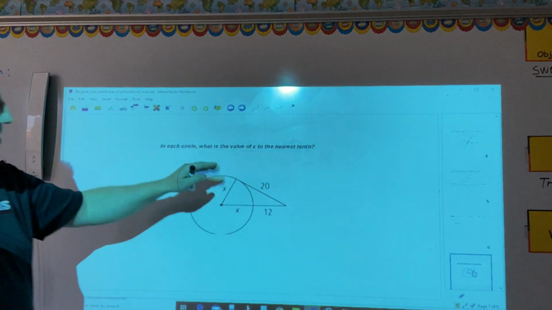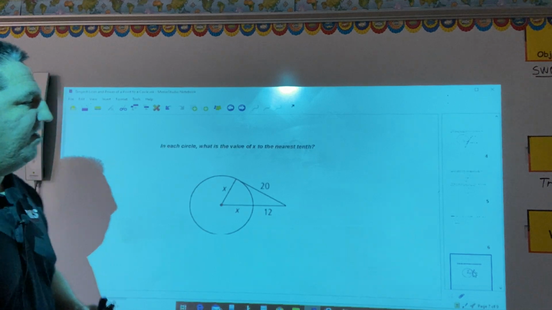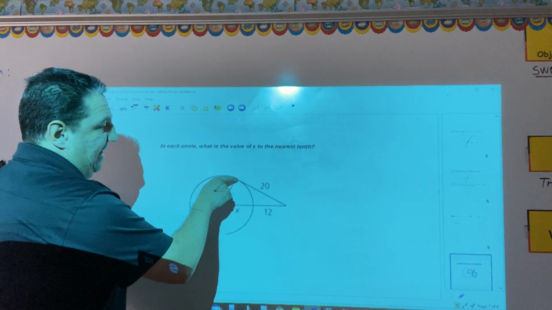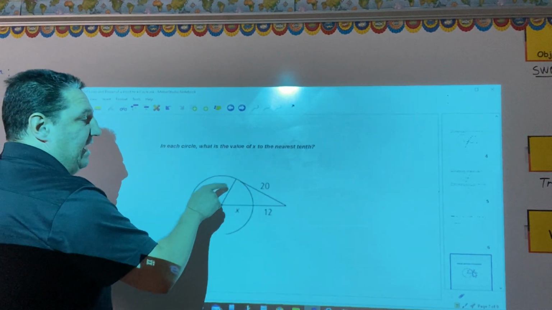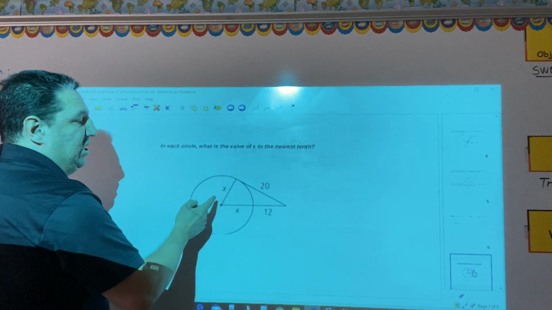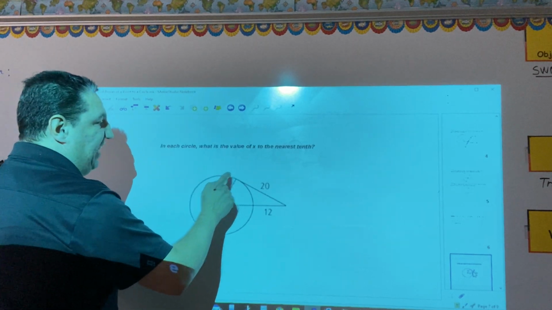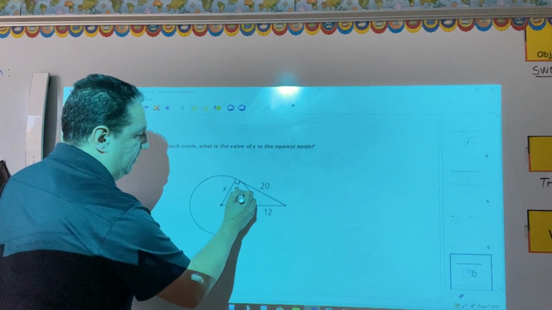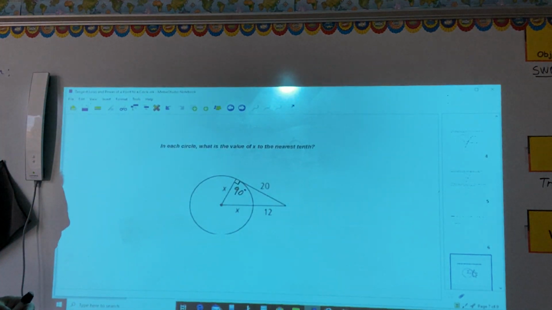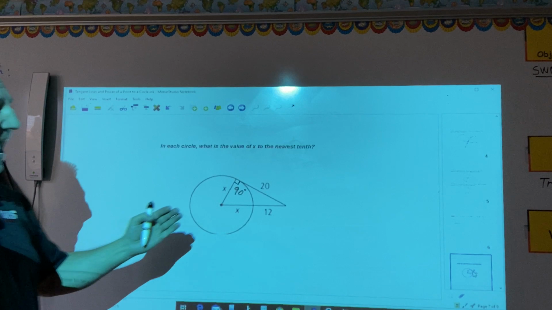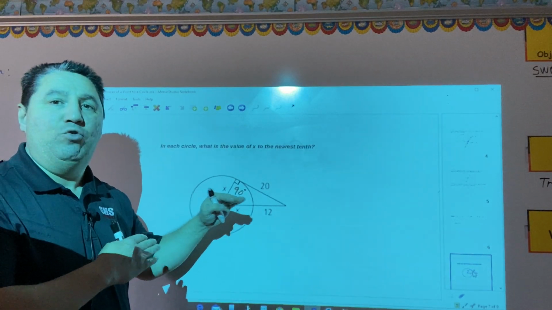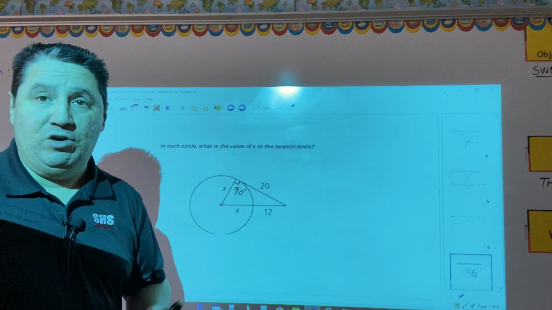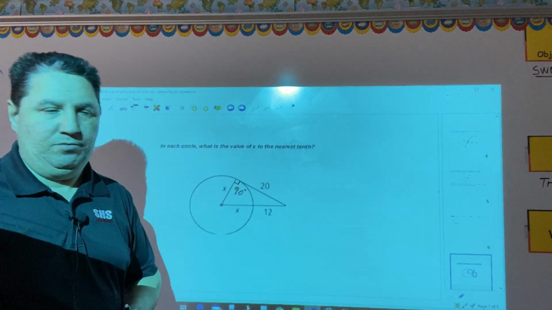In this circle, what is the value of x to the nearest tenth? We know the tangent is perpendicular to the radius at the point of tangency, which means this angle is 90 degrees. Now, to find x, we have to apply the Pythagorean theorem, because this is a right triangle.